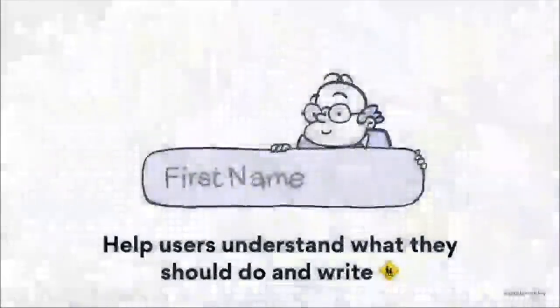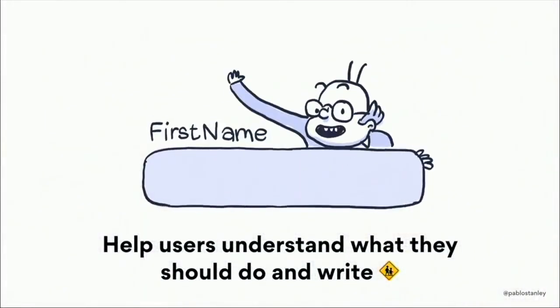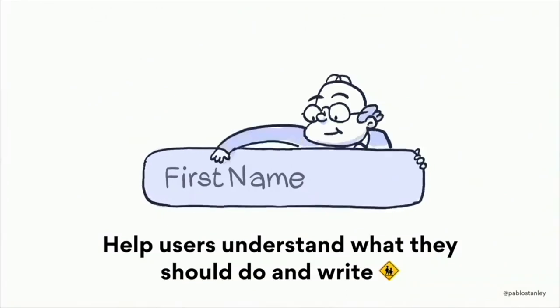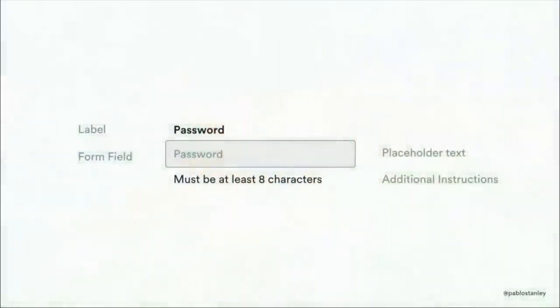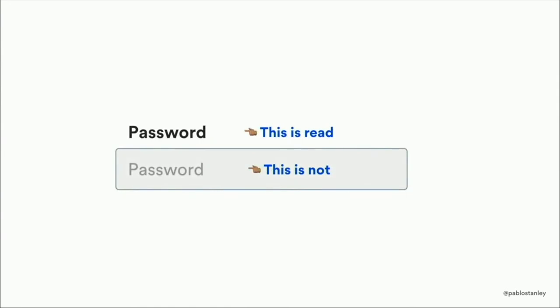Okay, number four, label your forms. Super quick on this one, with forms you want to help people understand what they should write in a form. I don't know if you have done this, but placeholder text does not equal labels. When you're designing a form, we might be tempted to get rid of some stuff and use a minimal design, and we end up without labels. The thing is that labels are what are read by screen readers. So the label of the form field is read, but the placeholder text is not read by a screen reader. So this is read, and that's not read.